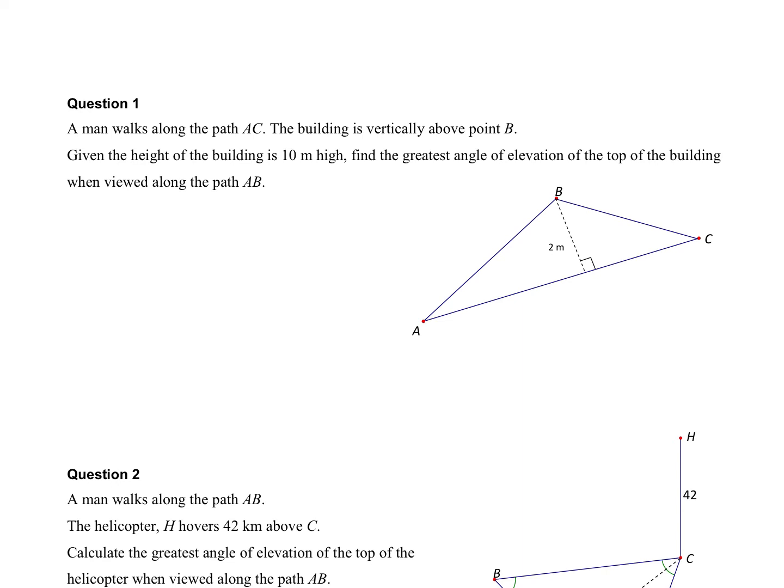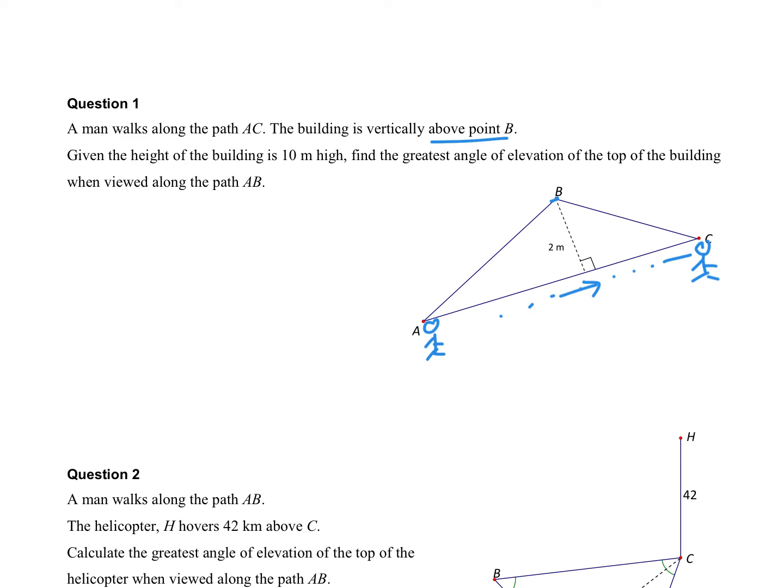Okay. A man walks along the path AC. Where is this man? The man walks along the path AC, so the man comes from here and goes in this direction, okay? Then there is a building vertically above point B. Where is this building? At which point? Vertically above point B. That means from point B, there is a building here.